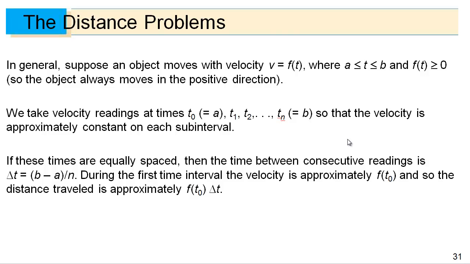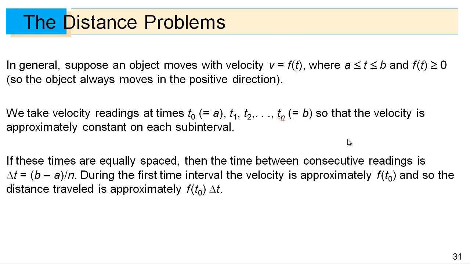So in general, if we suppose that an object moves with some sort of velocity function, we'll call it f of t, and then we have these two points A and B, where t is in between A and B, and we know that the function f of t is greater than 0. That just means that the object is always moving in the positive direction. Just going to make it easier for the math, because when we move on to things like physics, we have to worry about negative velocities, meaning something moving in a negative direction.